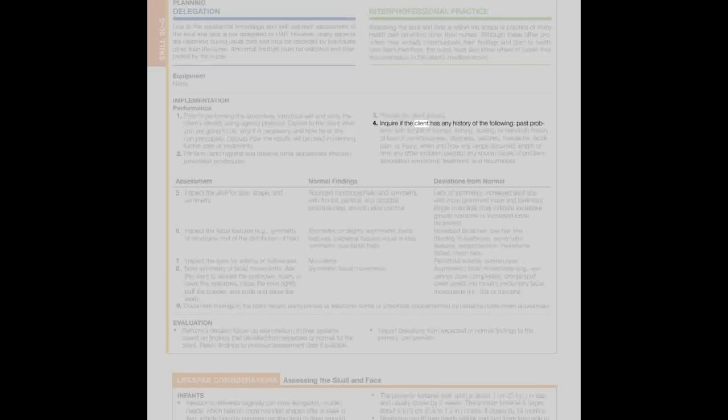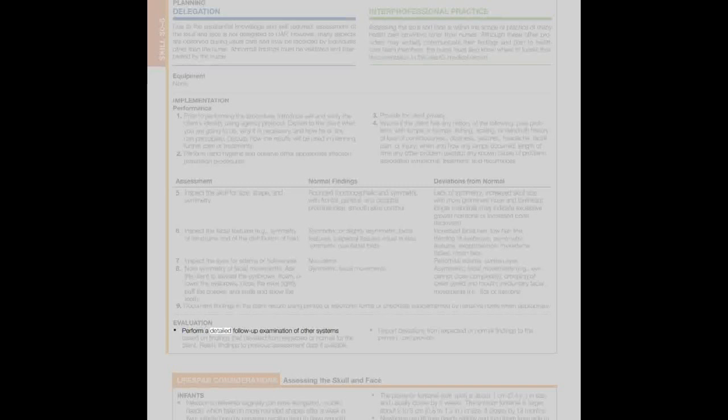4. Inquire if the client has any history of the following: past problems with lumps or bumps, itching, scaling, or dandruff, history of loss of consciousness, dizziness, seizures, headache, facial pain, or injury, when and how any lumps occurred, length of time any other problem existed, any known cause of problem, associated symptoms, treatment, and recurrences.